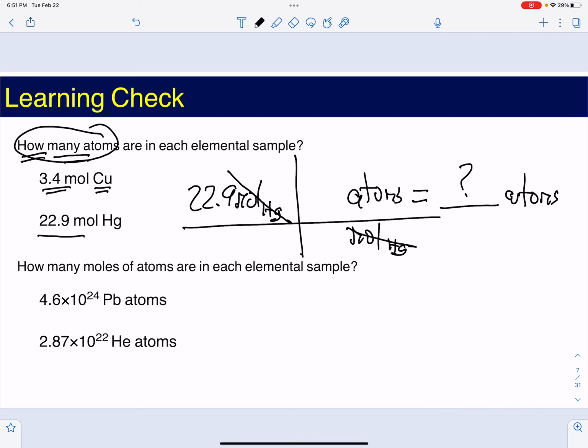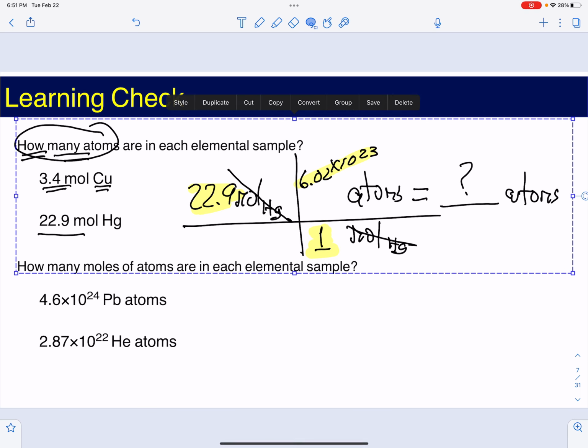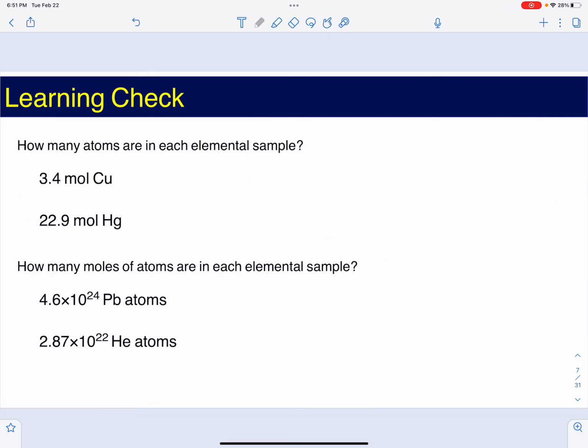And what have we seen before that relates moles and the number of something? Avogadro's number, which is 1 mole, 6.02 times 10 to the 23rd. So all you have to do is 22.9 times Avogadro's number. If you want to, divide it by 1. You don't have to divide by 1. And that will give you the number of atoms. So that's how we go from moles to the number of atoms. If you can do that, you can do it backwards, right? Because it's just a conversion factor that you can put upside down if you need to.